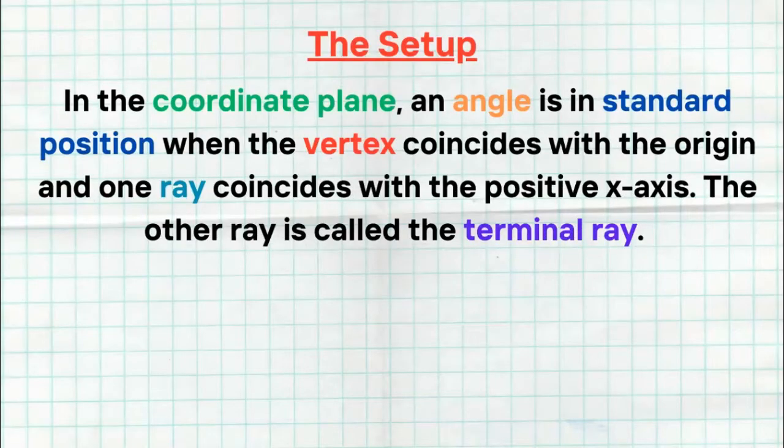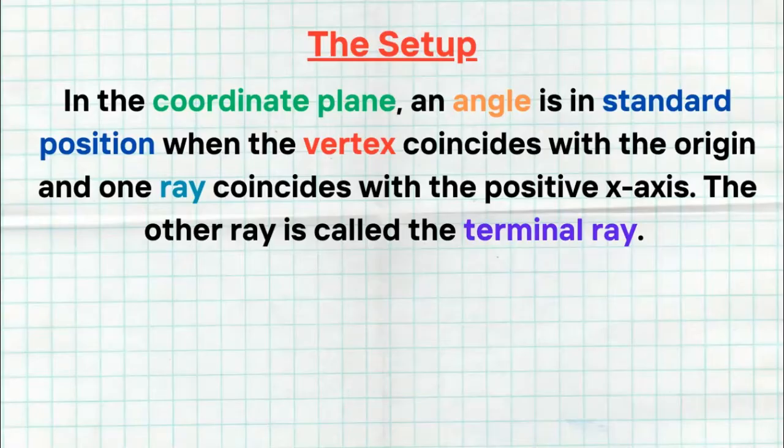So here it is. In the coordinate plane, an angle is in standard position when the vertex coincides with the origin and one ray corresponds with the positive x-axis. The other ray is called the terminal ray. Now, I highlighted a lot of the key words in here so we could break them all down to fully understand what this setup is even saying.